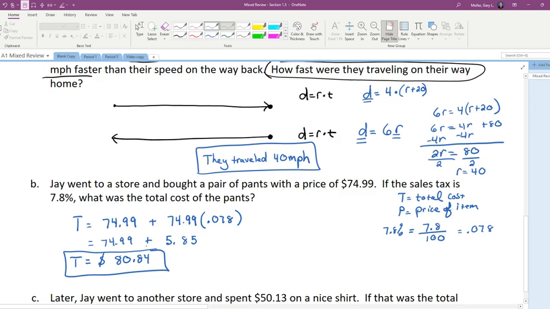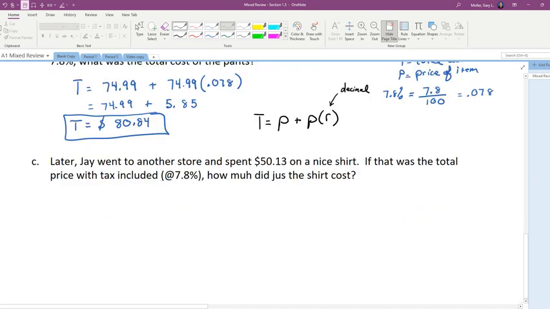All right. So if I was going to say what I did here as an equation, then what I did was I set this up and I said my total price is equal to the price of the item plus the price of the item times the tax rate, making sure that we're using the decimal equivalent of that rate. All right, so that leads us to our last example of the day.